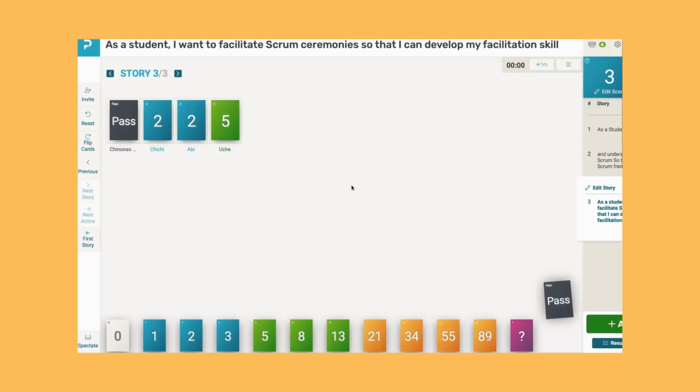Sounds good. Team, what do you think about what Uche just said? There is a lot of work that he mentioned, this is Scrum events. This is not just one ceremony. You're talking about sprint planning, sprint review, retrospective. Do you still believe that the 2 justifies the story, Tim?